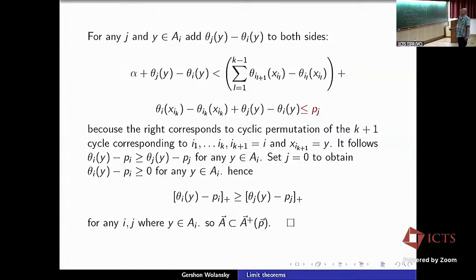If we set j equals 0, we get that this is non-negative, because this will be 0. And hence we have this inequality. And this implies that A is a subset of A plus, because if we choose this P that was constructed in this way, the cyclic symmetry implies the existence of this price vector. Okay. All clear?